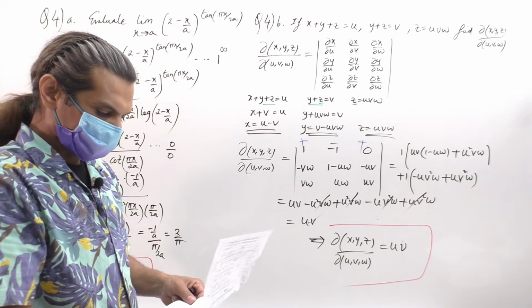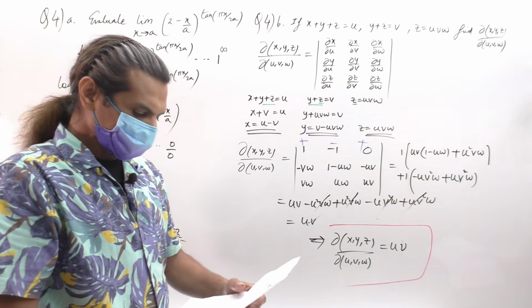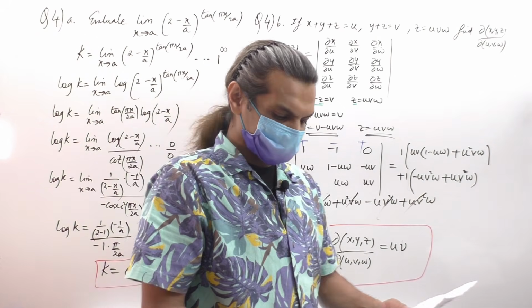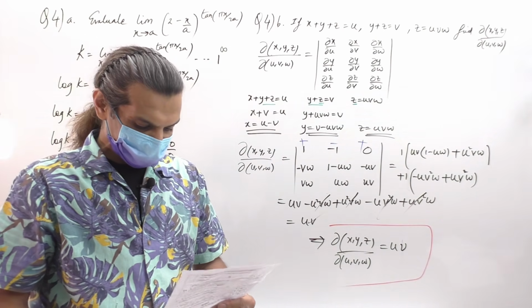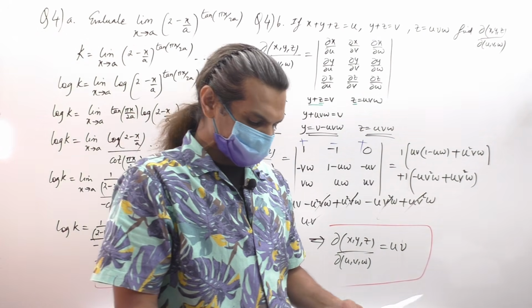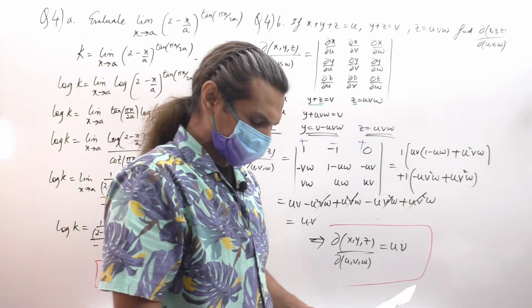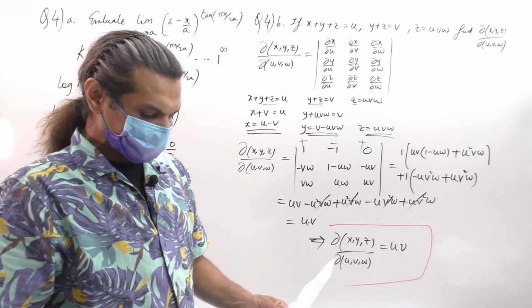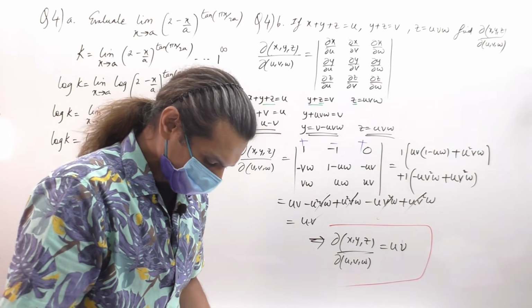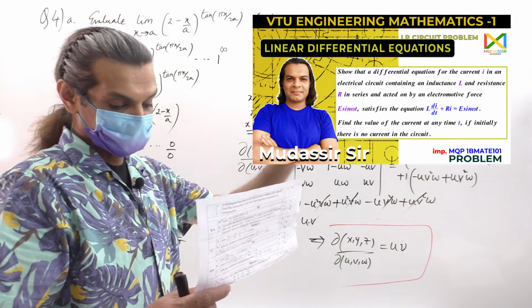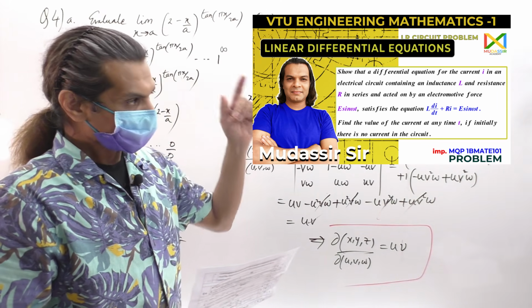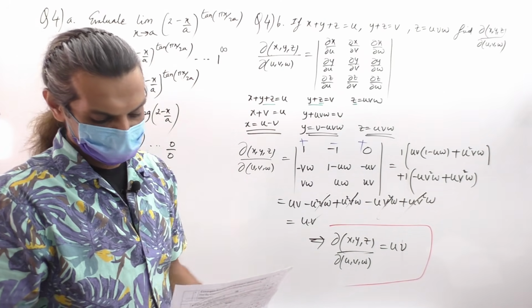So we are done with question number 4b. Question number 4c is: show that the differential equation for the current I in an electric circuit containing an inductance L and resistance R in series and acted on by an electromotive force E sin omega t satisfies the equation L dI/dt plus R I is E sin omega t. Find the value of the current at any time t if there is initially no current in the circuit. A very, very important theoretical question. They can ask this for sure. I solved this already; the solution you can find discussed below.